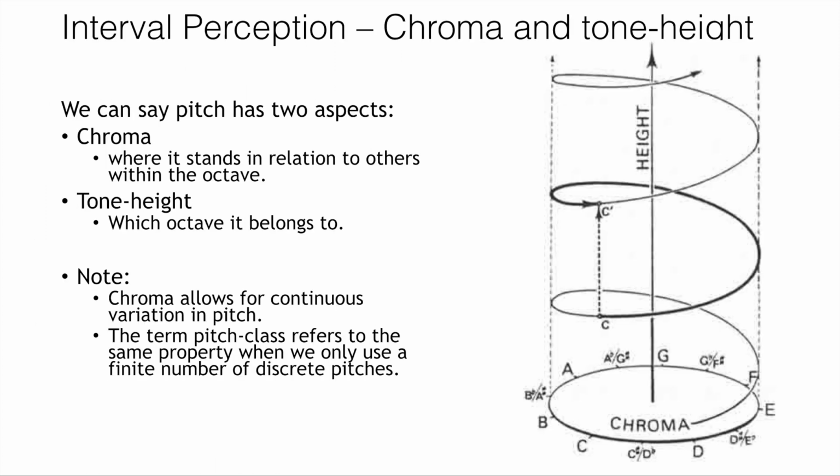So we can say that pitch has two distinct aspects. One is the chroma, which is it a C, or is it a D, or is it an E? And the other is the tone height, which octave is the note in.